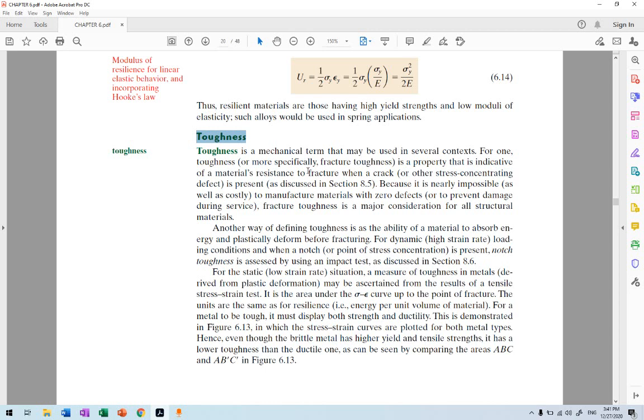The area is related to cracks, and that's why I'm going to come back to this in chapter 8 in detail, because when we talk about cracks, you'll understand toughness much more easily. Just remember, toughness is the whole energy that the material can handle before failure. For now, that's enough, but in chapter 8, since we're having some cracks, we'll discuss toughness in more detail.